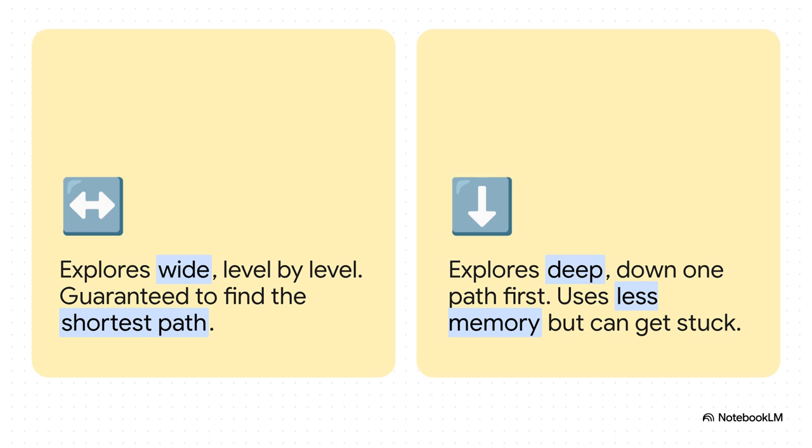Now, BFS is awesome for finding the best solution, but it's not the only tool in the box. There's another really common one called depth first search, or DFS, and it's totally different. It dives deep down one path first to see if it's a winner. It's usually faster and uses less memory, but the trade-off is it's not guaranteed to find the shortest path, and sometimes it can get lost way down a really long dead-end road.